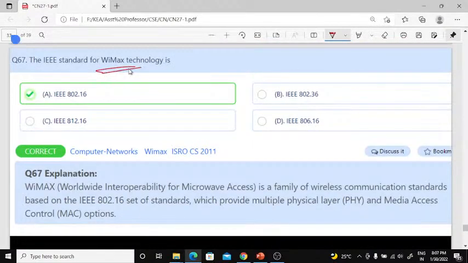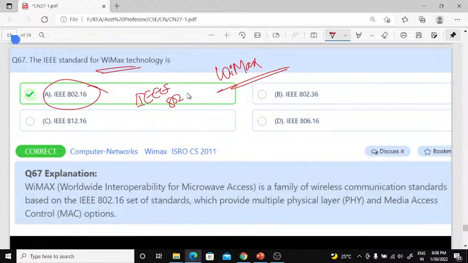The IEEE standard for WiMAX, Worldwide Interoperability for Microwave Access, is IEEE 802.16. So 802.16 is for WiMAX, Worldwide Interoperability for Microwave Access.